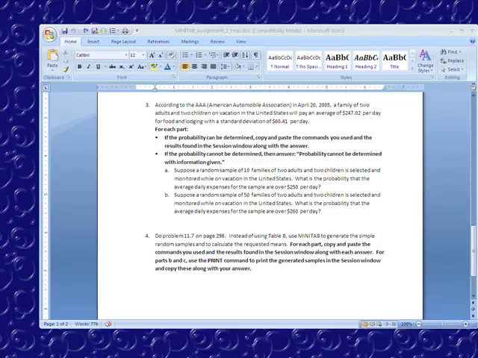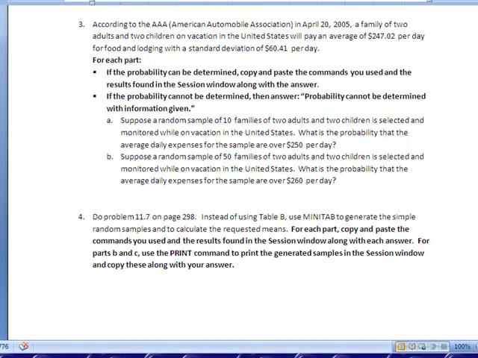Now number 3, this is another problem where they're talking about the average cost of a vacation, and in that cost is food and lodging for a family of 4, 2 adults and 2 children. They give the mean and standard deviation. It's money, so it's a continuous distribution. And what we're going to do here is read the 2 problems.